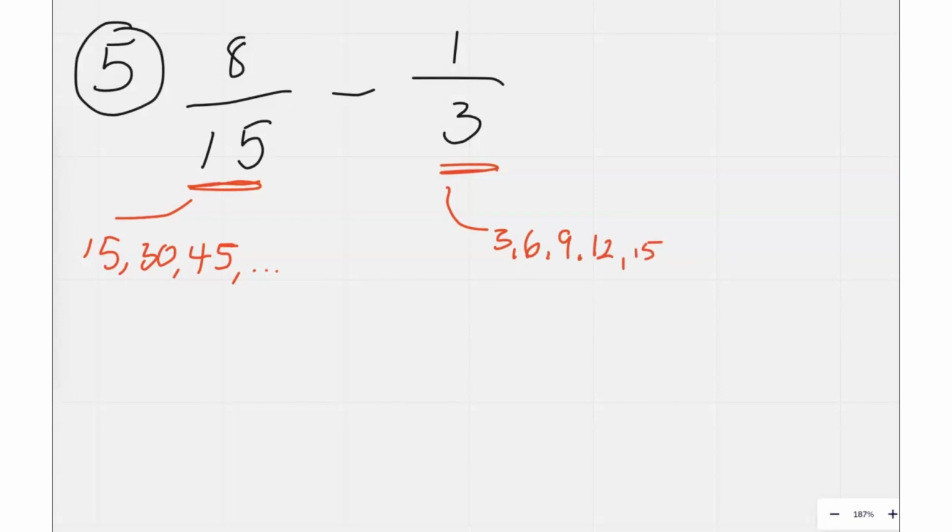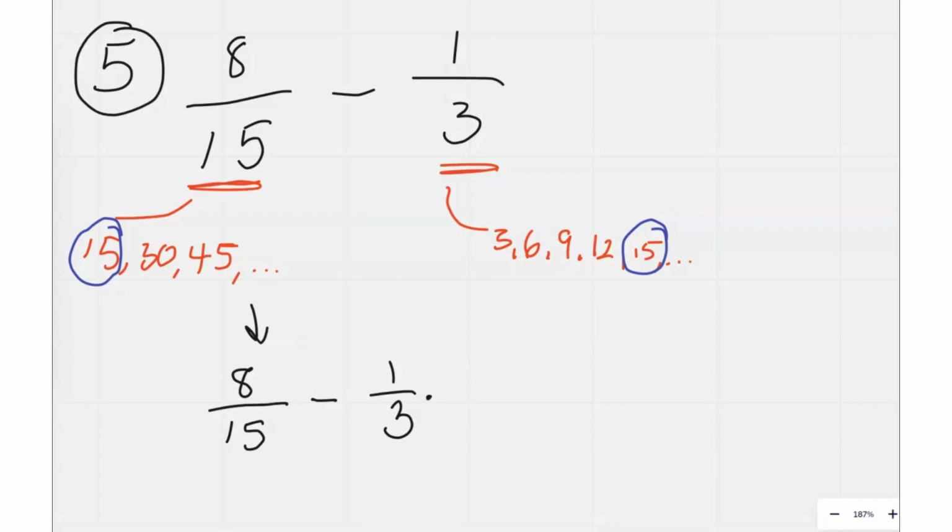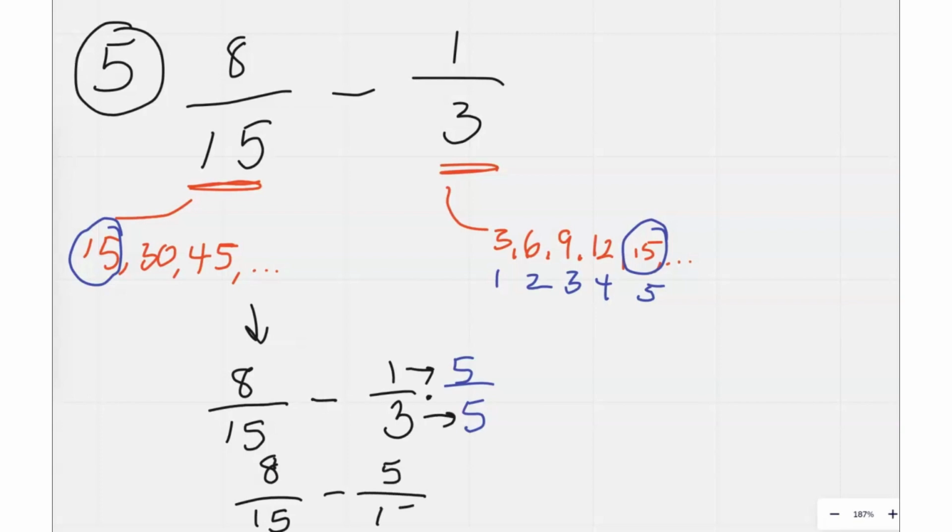We can see that the smallest number in common between them is 15, so this is going to be our new denominator. We can keep our fraction 8/15 as is, since it already has this common denominator. We can see that 15 is the 5th multiple of 3, so we are going to multiply 1/3 by 5/5. This gets us 5 over 15. So now we can subtract 8 over 15 minus 5 over 15. Our final answer is 3 over 15, which we can simplify by dividing both the numerator and denominator by 3 to get 1 over 5.